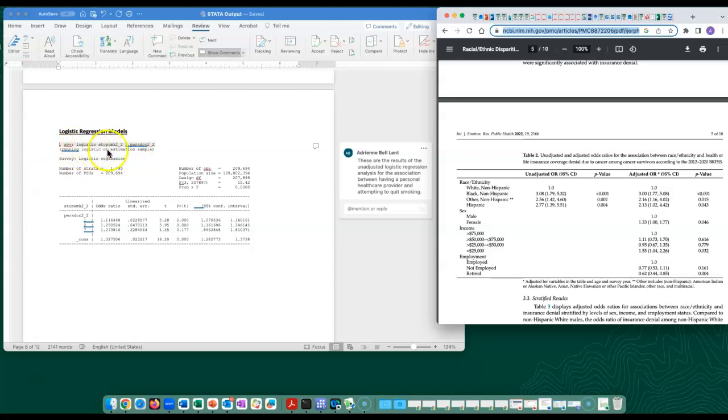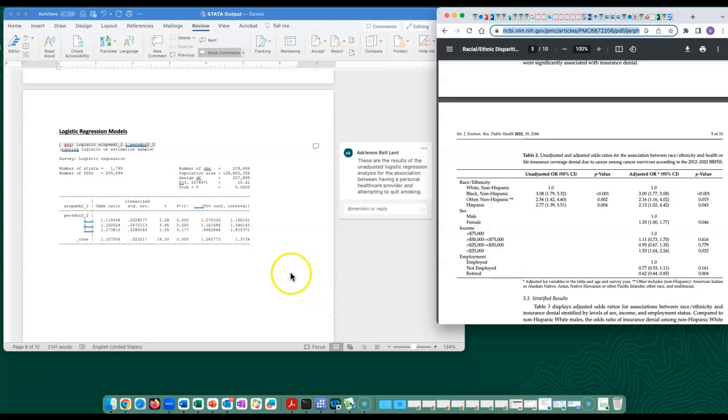You can see what's included in this model by looking up here. This is a logistic regression. Our outcome is attempting to quit smoking, and our independent variable of interest is having a personal healthcare provider. And what you can see is the output here. So these are your odds ratios, these are your p-values, and these are your 95% confidence intervals.